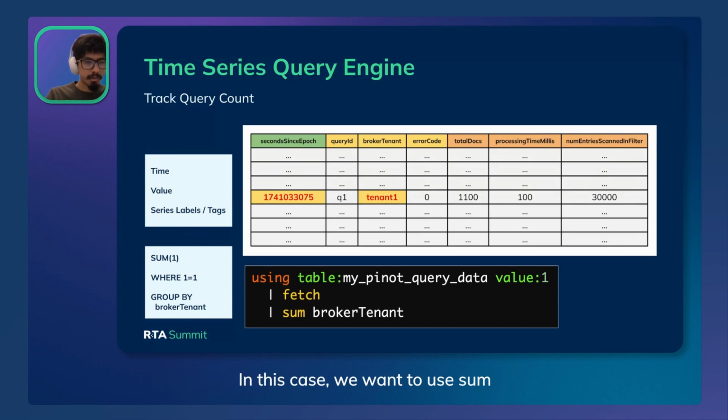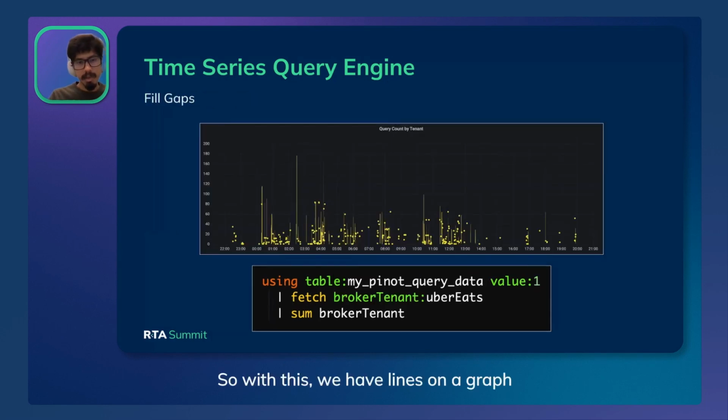In this case, we want to use sum, and I want to do a group by on broker tenant, which is what I've specified in the query. So with this, we have lines on a graph, but we still have the gap fill problem. But in this case, the issue is not because of limits. The issue is because of actual gaps in the data. So if your data actually has gaps, then you need a way to do gap filling.